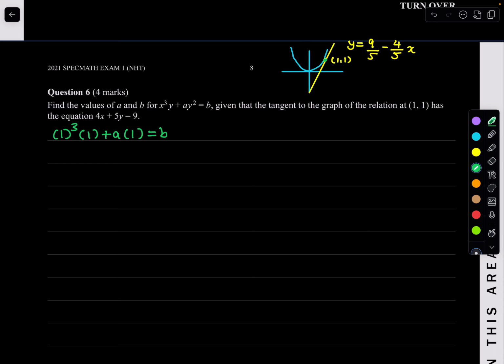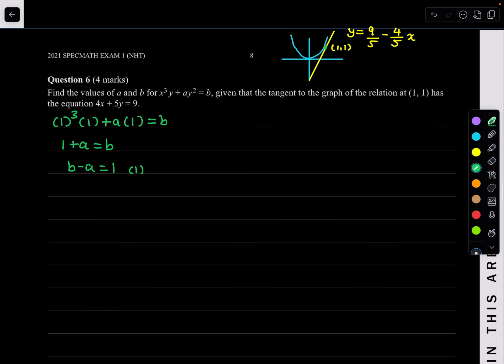So 1 to the power 3 is 1. 1 times 1 is 1. So plus a equals b. Hence b minus a equals 1. Is that right? If I minus a on both sides, yeah, that's your first equation. Done. So we need to find the other equation.